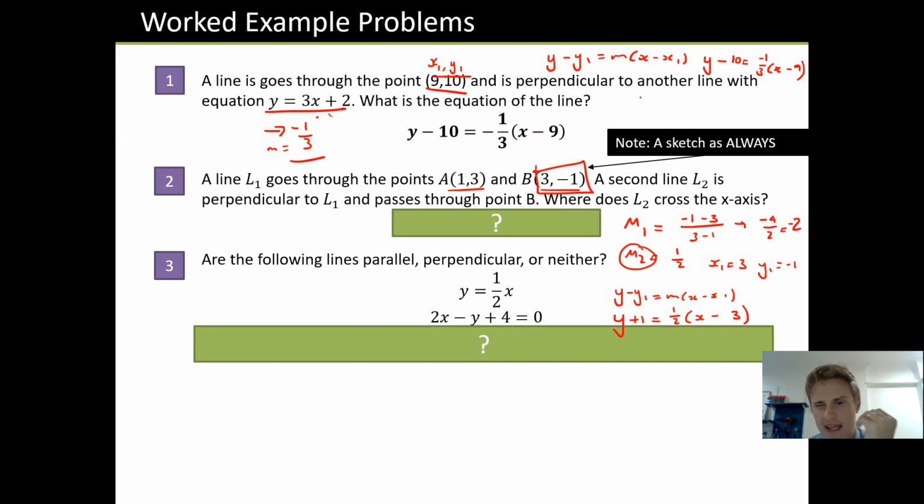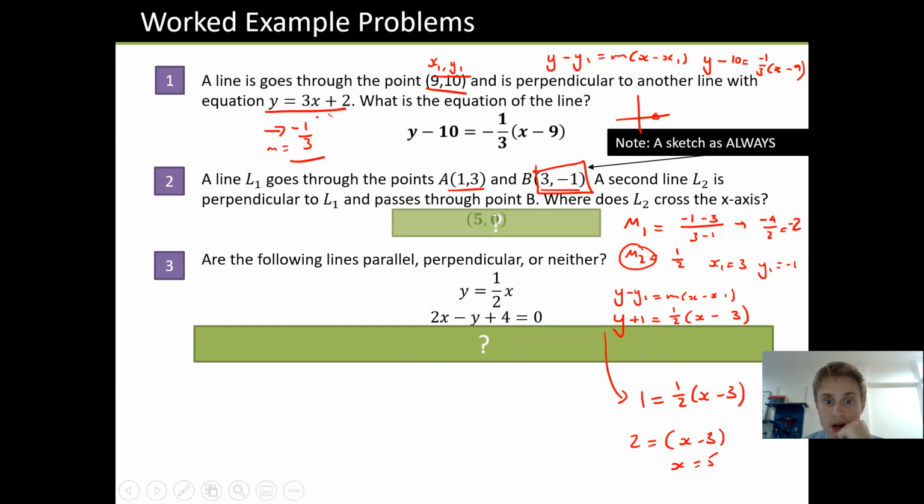Where do you cross the x-axis? You cross the x-axis when y is equal to 0. So I could put that result in straight away and work through it. If the y is equal to 0, it's going to disappear. So 1 is equal to half x minus 3, times both sides by 2. 2 equals x minus 3. x is equal to 5. Okay, so it crosses at 5, 0.